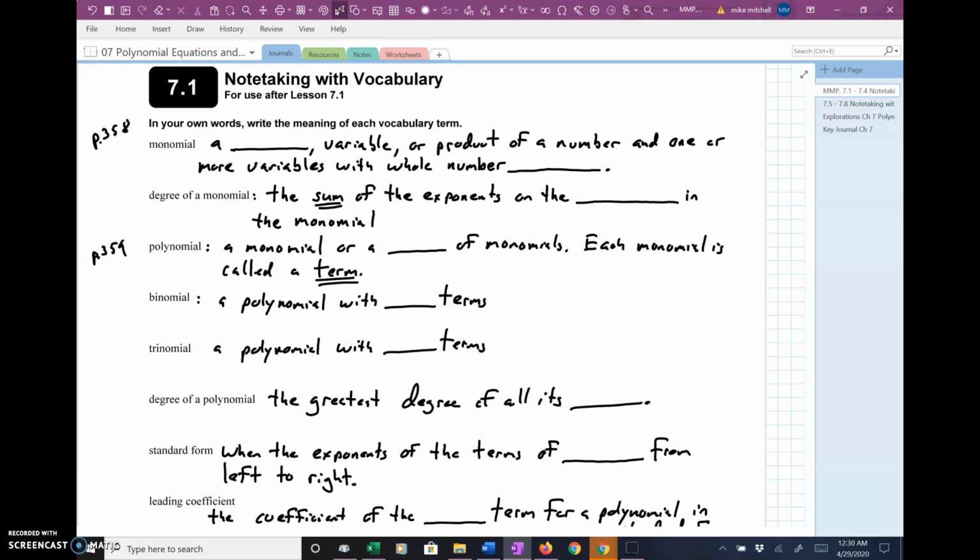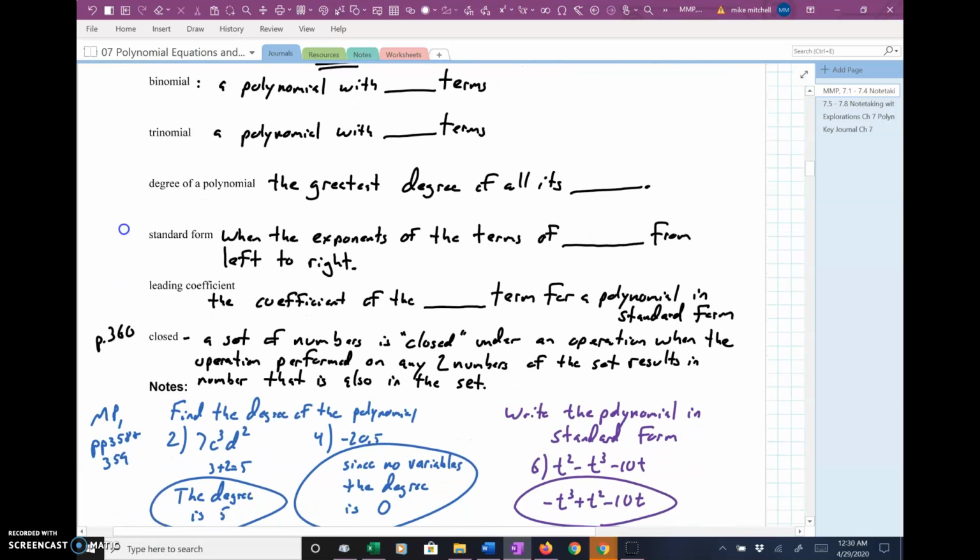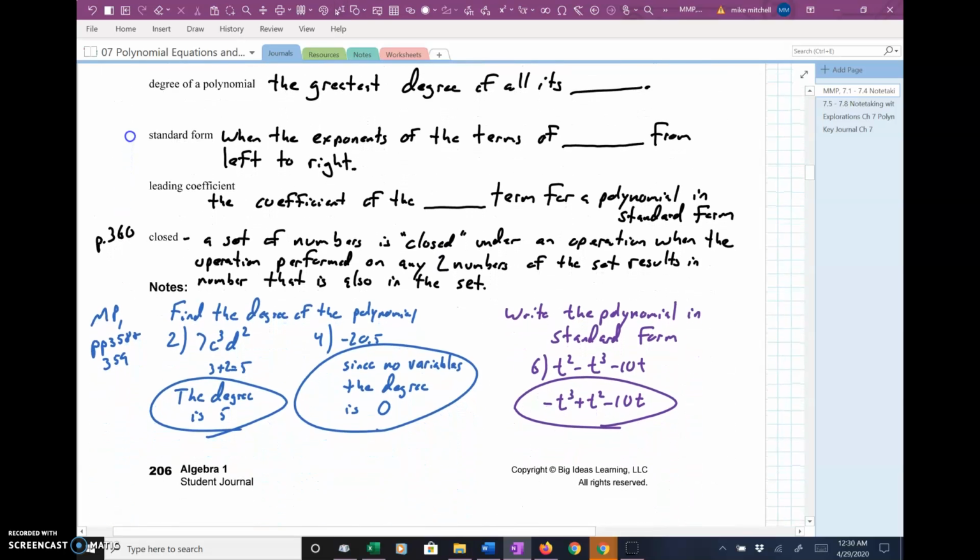Monomial, degree of monomial. I'll talk about those later. We got a few examples over here on finding the degree of a polynomial. 3 is the exponent on c, d is the exponent on 2. 3 plus 2 is 5. That means the degree is 5. 4 doesn't have a variable on it. That means its degree is 0.